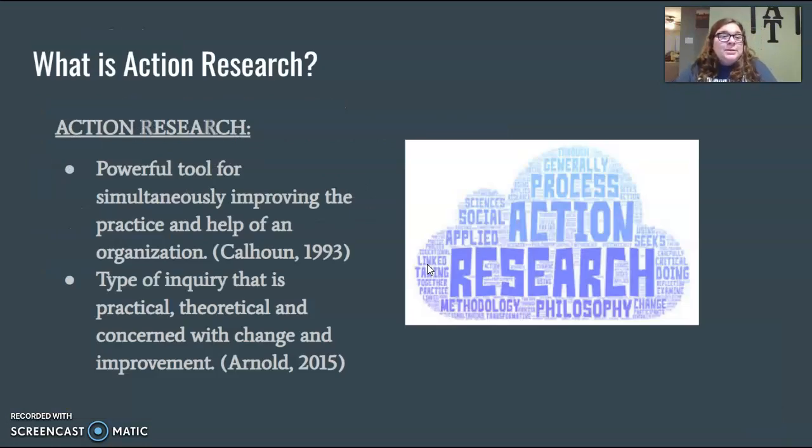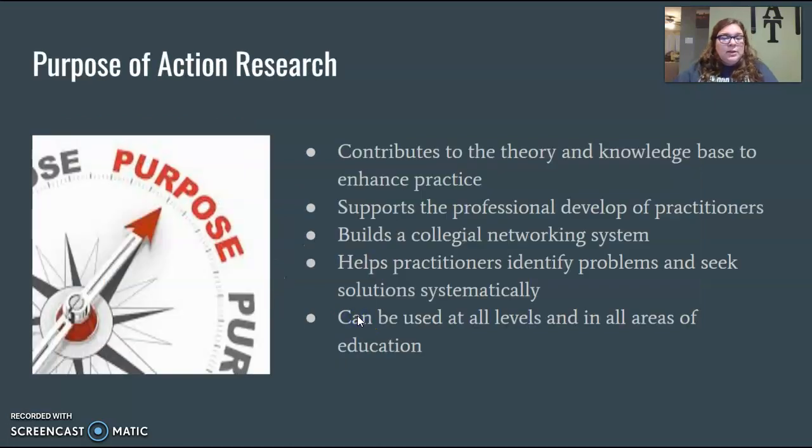Okay, let's jump into this. What is Action Research? Action Research is a powerful tool for simultaneously improving the practice and the health of an organization. It's a type of inquiry that is practical, theoretical, and concerned with change and improvement. So in a nutshell, it's to figure out a better way of doing something that we might already be doing. The purpose of it is that it contributes to the theory and the knowledge base to enhance practice. It supports the professional development of the practitioners. It builds a collegial networking system. It helps the practitioners identify problems and seek solutions systematically.